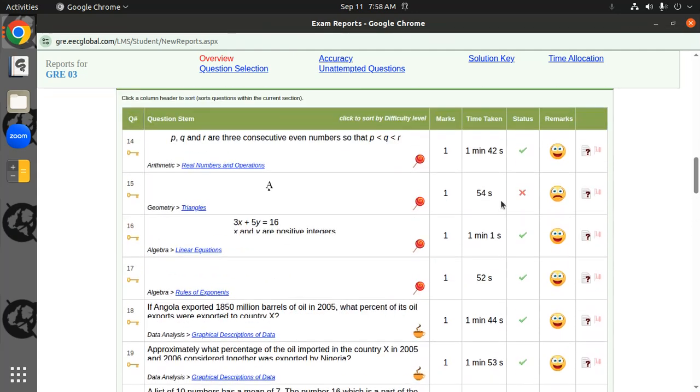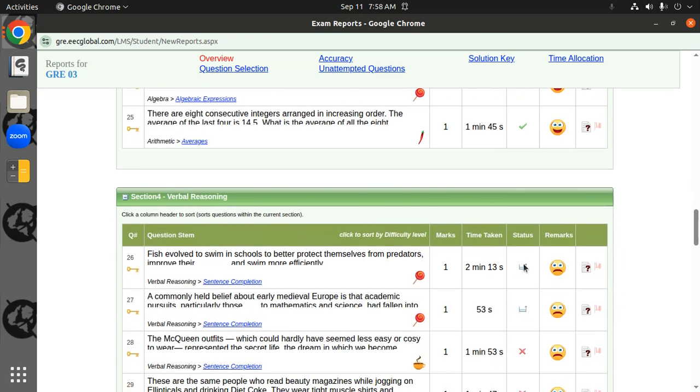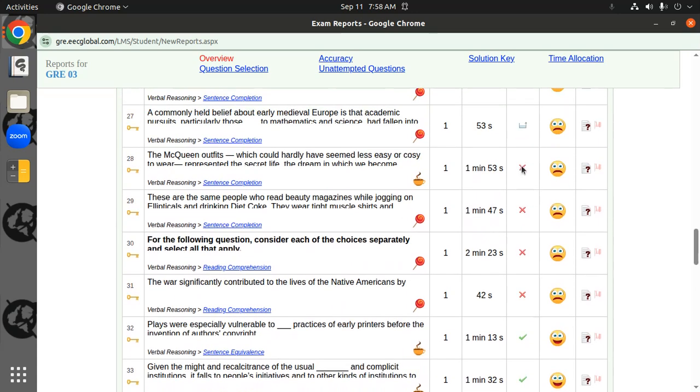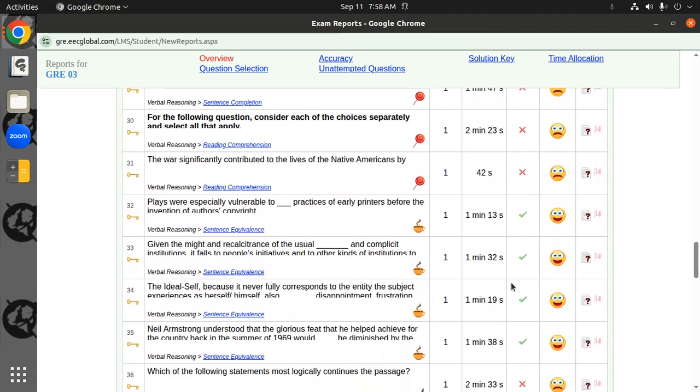And this particular column says the status. So, whether you corrected it, incorrected it, everything is mentioned here. This status symbol represents that you have skipped this question. You have not attempted this question. You took time, but you failed to attempt this question. You attempted, but it was incorrect. You took 1 minute 13 seconds, it is correct.